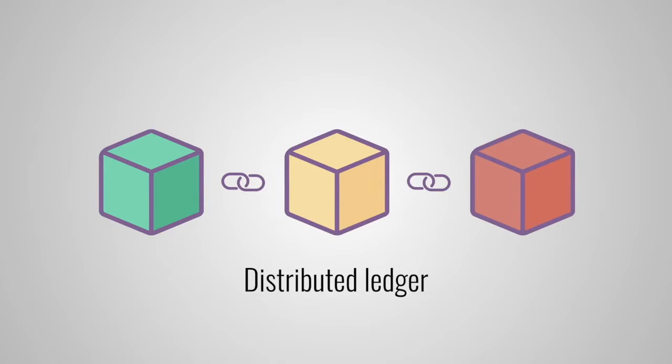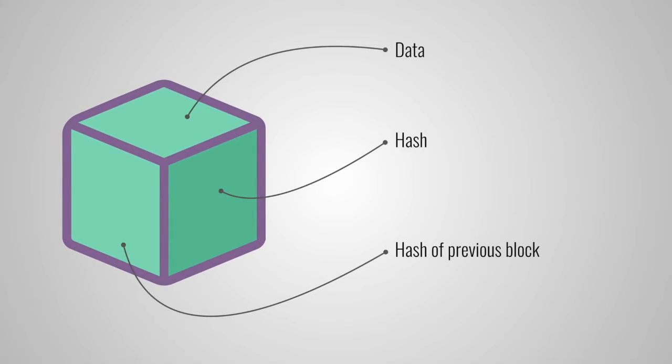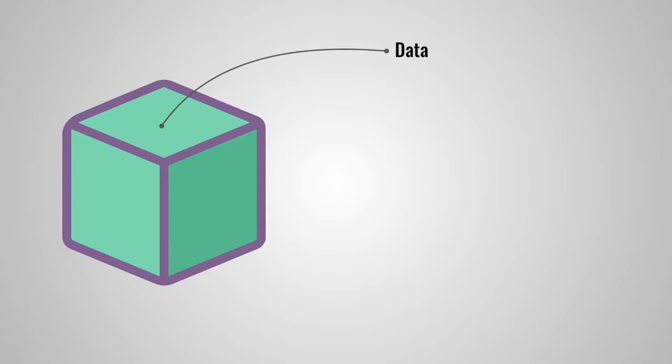They have an interesting property. Once some data has been recorded inside a blockchain, it becomes very difficult to change it. So how does that work? Well, let's take a closer look at a block. Each block contains some data, the hash of the block, and the hash of the previous block. The data that is stored inside a block depends on the type of blockchain.